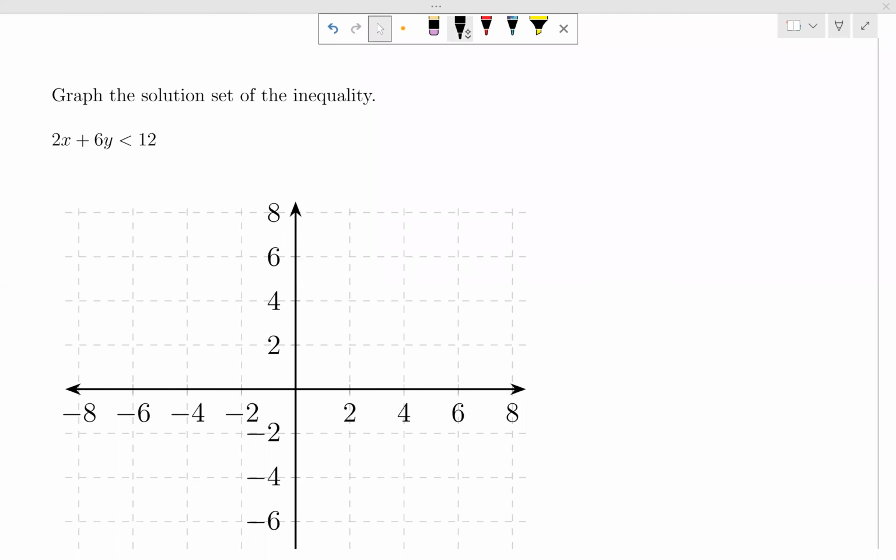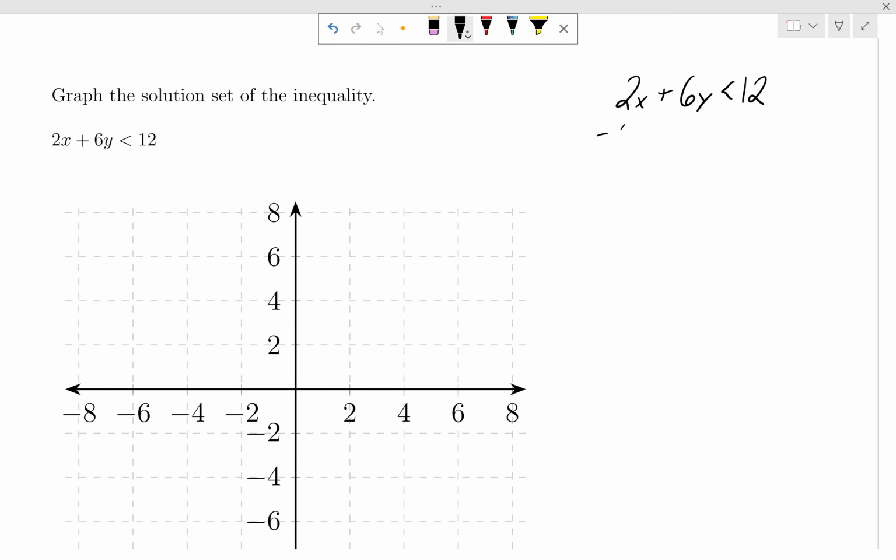Hey, so we have this problem and it wants us to graph the solution set of the inequality 2x plus 6y is less than 12. I'm going to solve for y and get it by itself.